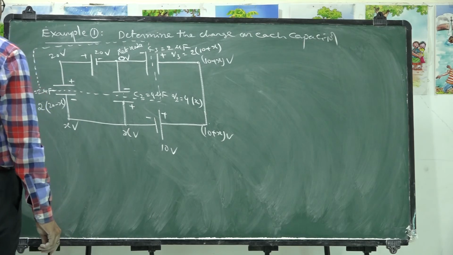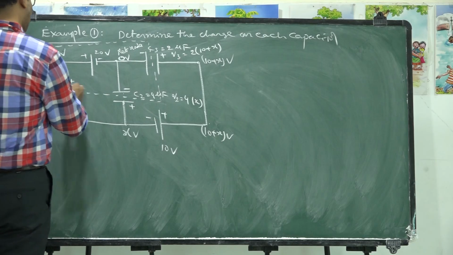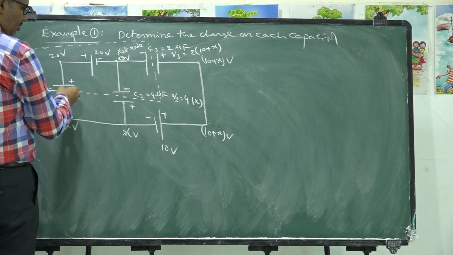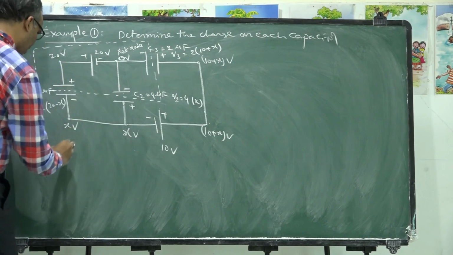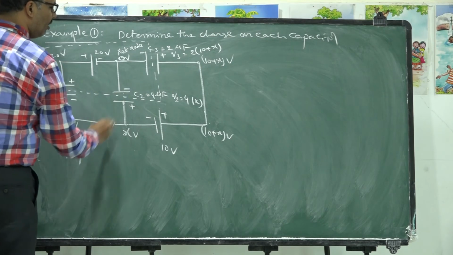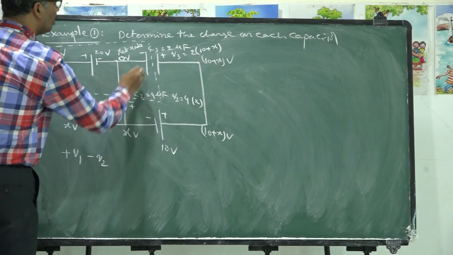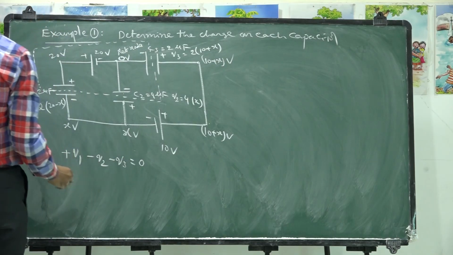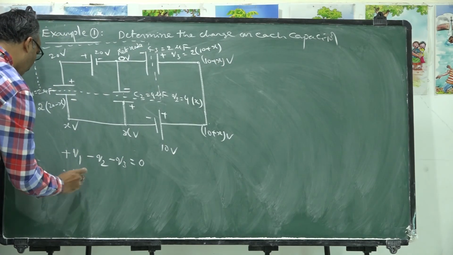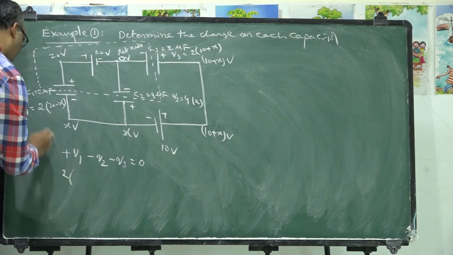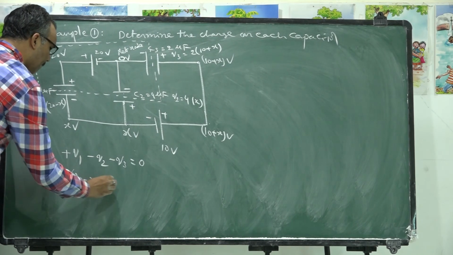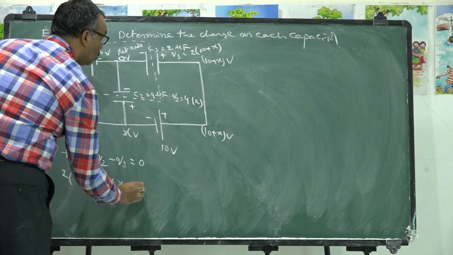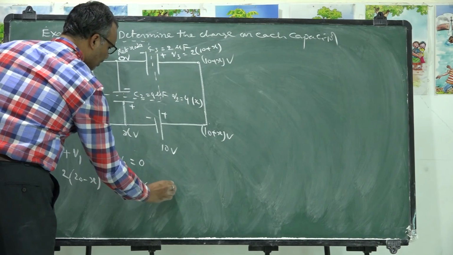Now I should write the conservation of charge equation. In this isolated system, here plus Q1 is there. We may include the battery, that's no problem with that. So plus Q1, here minus Q2, here minus Q3, their sum is 0. So that is 2 into Q1 value we calculated, 20 minus x, minus Q2 means 4x, minus Q3 means 2 into 10 plus x, that is equal to 0.